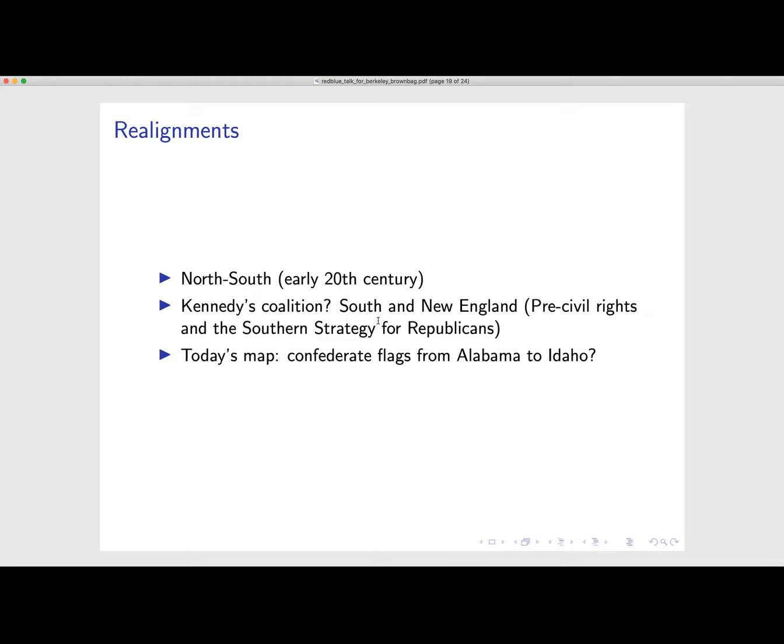You go to Idaho and there are Confederate flags. You go to, what's it called, the state of Jefferson, Northern California, Southern Oregon, and there are Confederate flags. What's going on there? Well, part of the story is that the people there are to some extent the descendants of people who fled the South and wanted to found these white utopias in Oregon and Idaho. So there's a bit of history to this, but it's also a modern phenomenon.